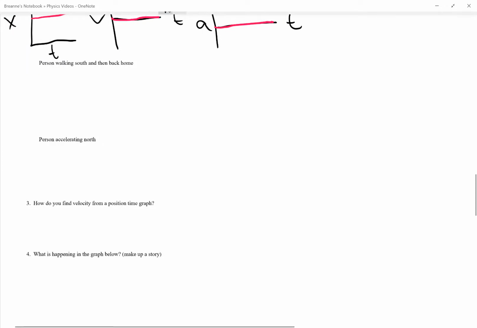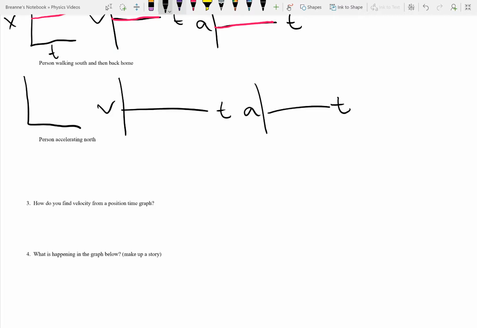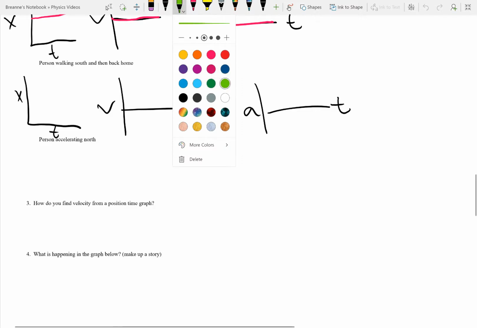Okay, person walking south and then back home. Now this one, it was kind of open-ended. I promise on the test, it will not be open-ended. We'll know exactly what you would need to do. It says walk south and then back home. It doesn't say at what rate. It doesn't give you any information like that. So you could have different graphs.